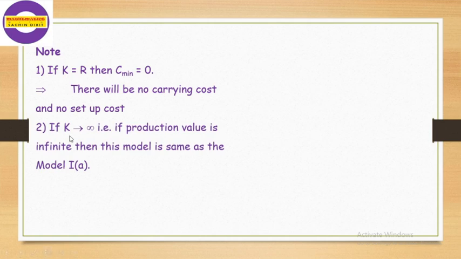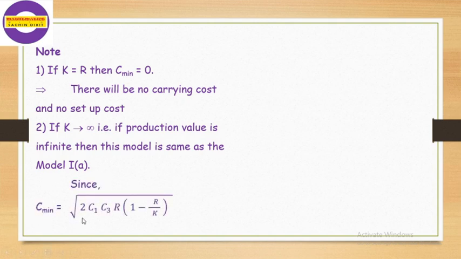Then second remark, if k tends to infinity, that is, the production rate is infinite, then this model is the same as model 1a. If the production rate is infinite, then this model is nothing but model 1a. That means in the formulas of this model, if we put k equal to infinity, then we get the formulas of model 1a. Since C minimum is equal to under root of 2 C1 C3 R into 1 minus r upon k, if k tends to infinity, obviously r upon k will become 0.